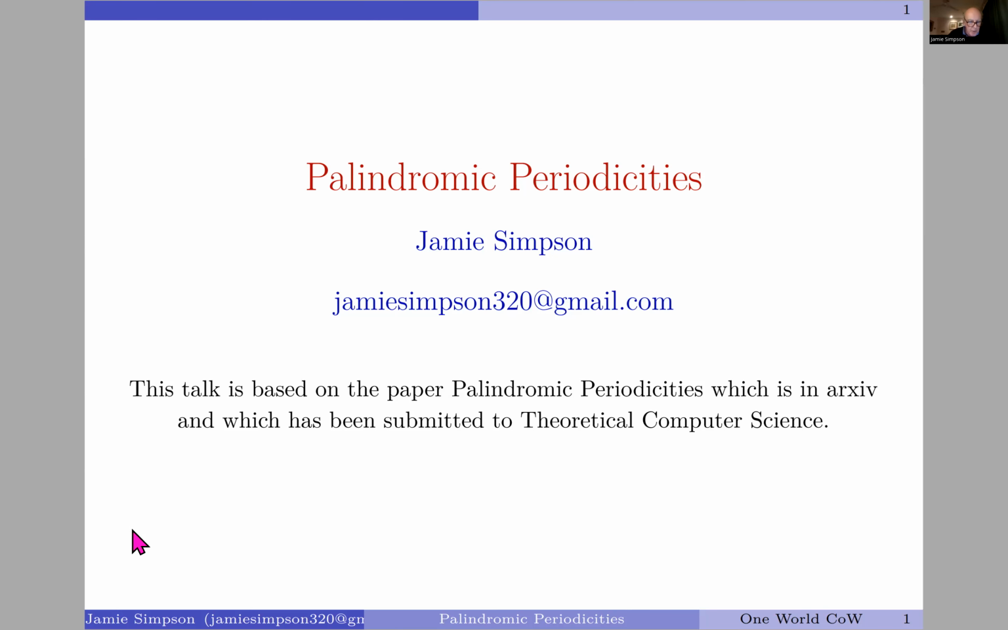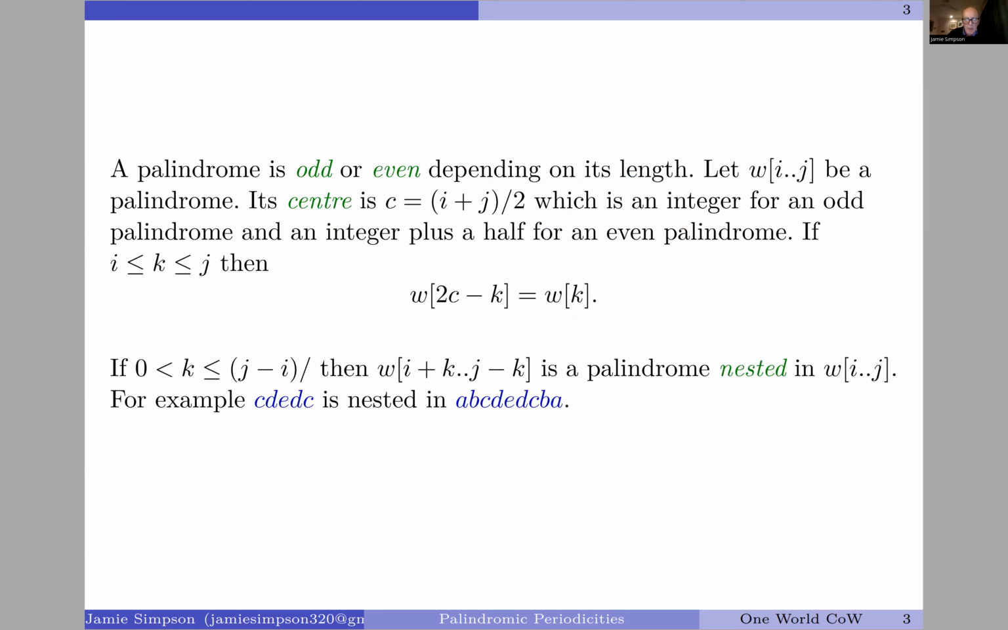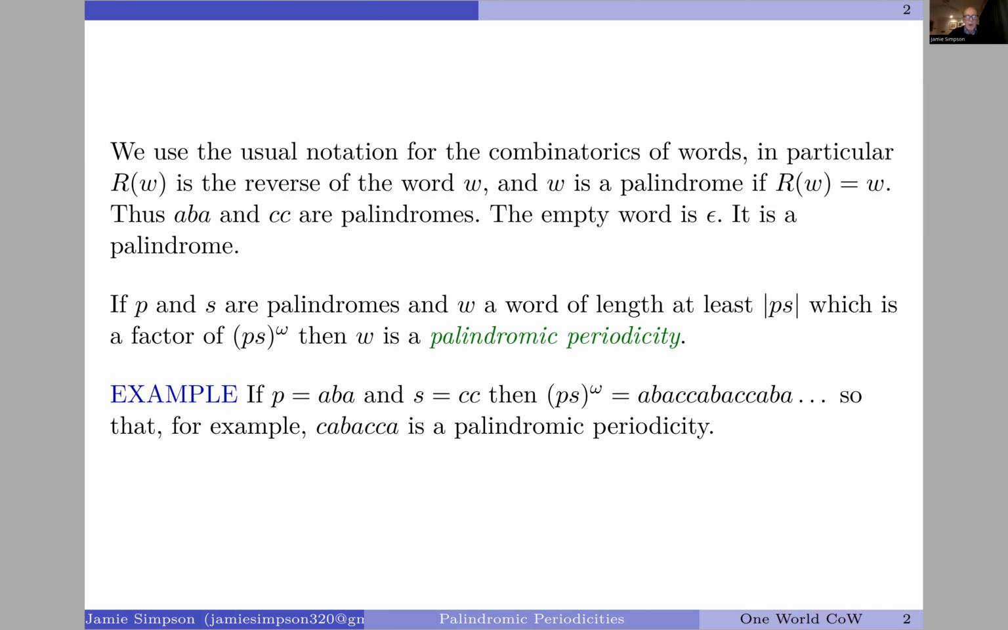Sorry, having trouble with changing the slide. There we are. Okay, so we're using the usual notation for combinatorics of words. RW is the reverse of W, and W is a palindrome if RW is equal to W. So ABA and CC are palindromes. The empty word is epsilon, and that's also a palindrome.